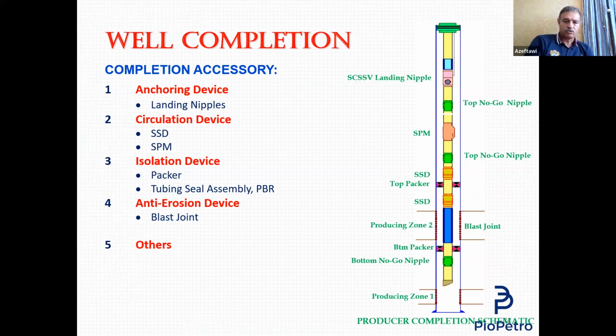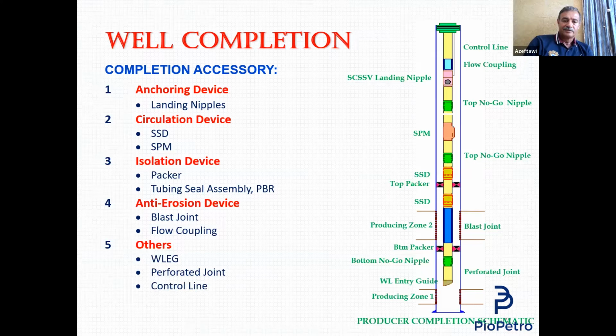We have also what we call flow coupling. We will talk about it when we come to that. Other devices which we cannot classify into these groups, like what? Like wireline entry guide, perforated joint, control line, tubing hanger. We will try, in the remaining time of this course, not 45 minutes, to talk about each one quickly.